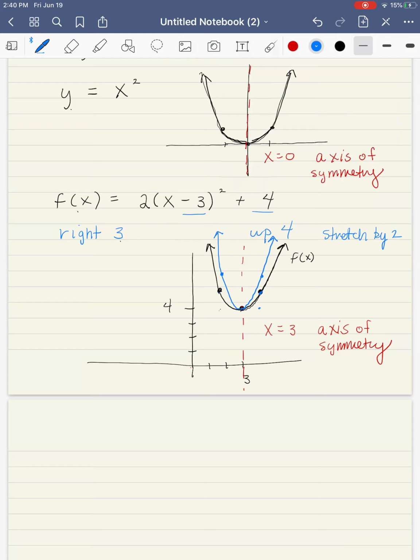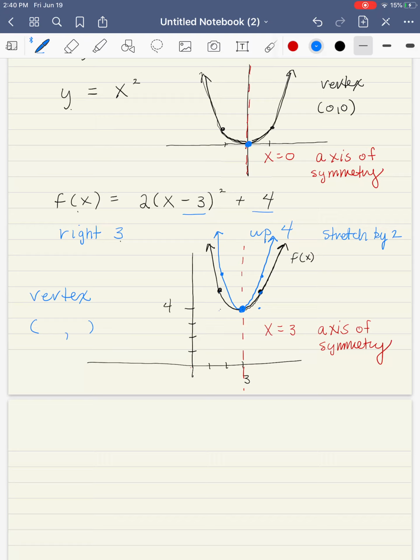Also, notice that this special point right here, this special point at the very bottom where it curves down and then starts curving back up, has not changed. That point is called the vertex of the parabola. On my basic graph up here, my vertex is the origin, 0, 0.